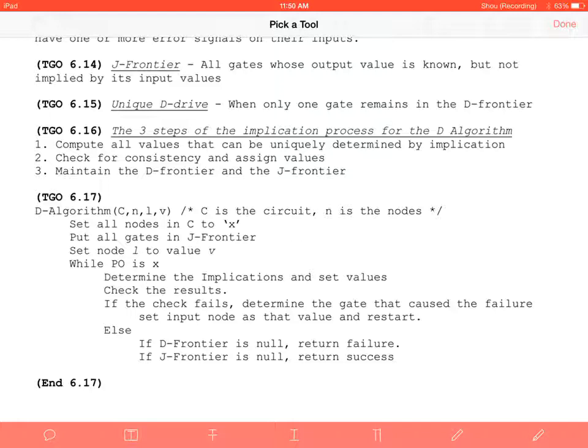So we're about to go over an example of the D algorithm. In case anything makes sense or doesn't make sense, hold on to your question, and then after we go over the example, I'll explain.